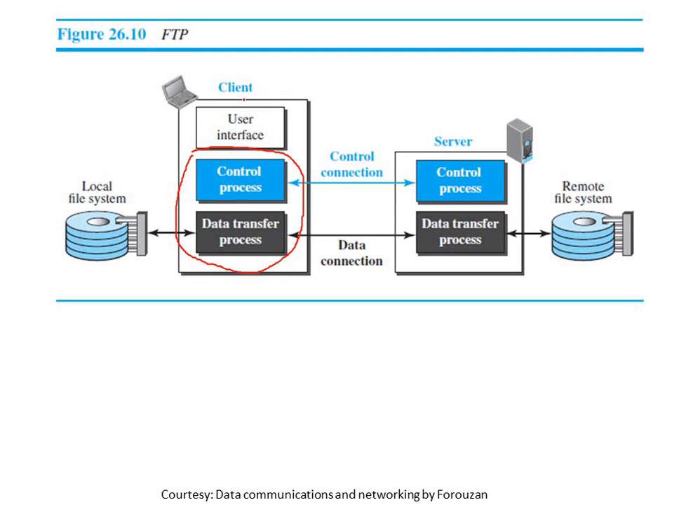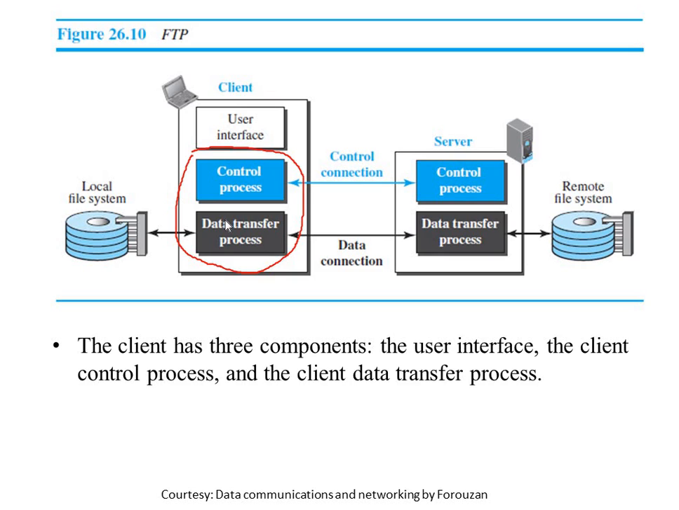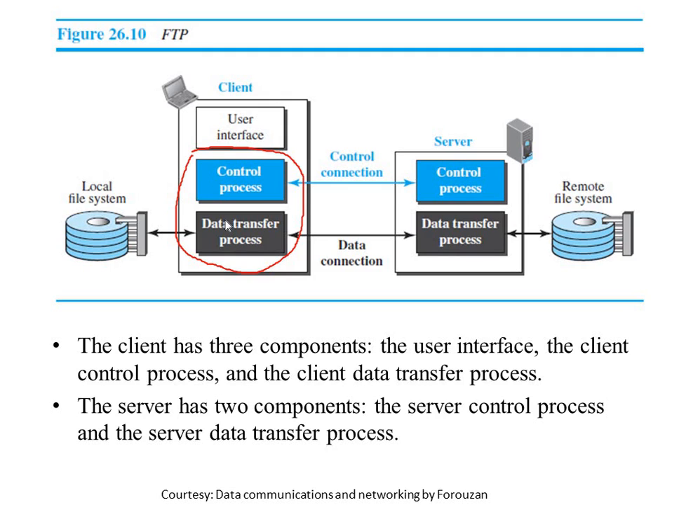In a client you can see that there are three units: user interface, control process, and data transfer process. In the server there is control process and data transfer process, and these are the two connections between the client and the server. So in client and server you are directly communicating, but here you require two processes for this purpose. The client has three components: user interface, control process, and data transfer process, and the server has two components: control process and data transfer process.